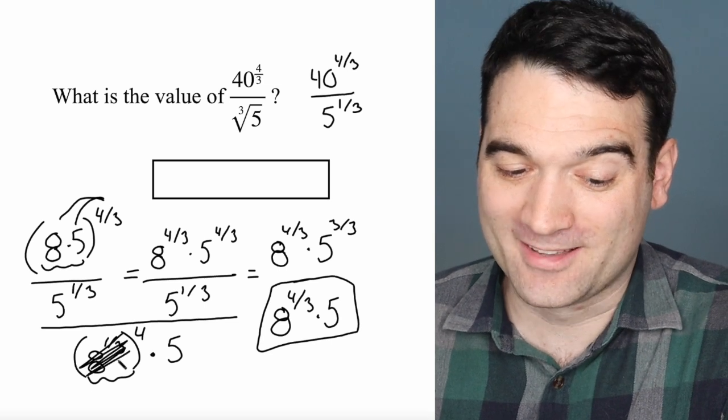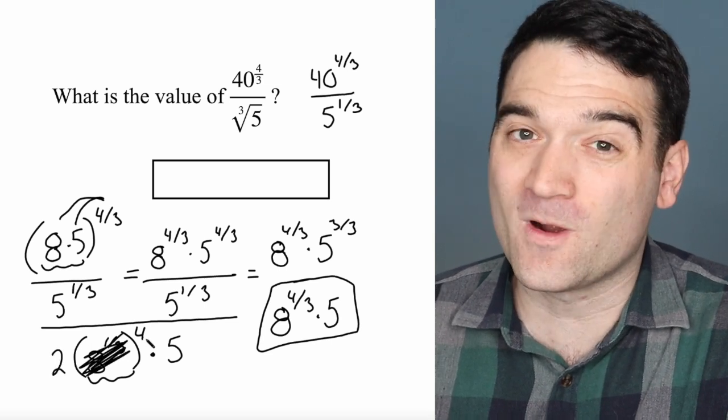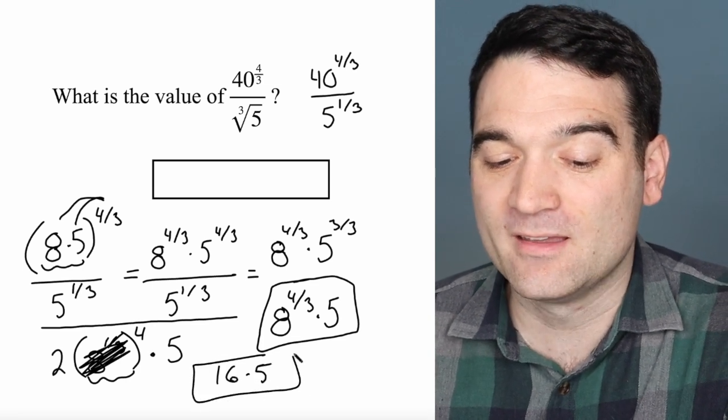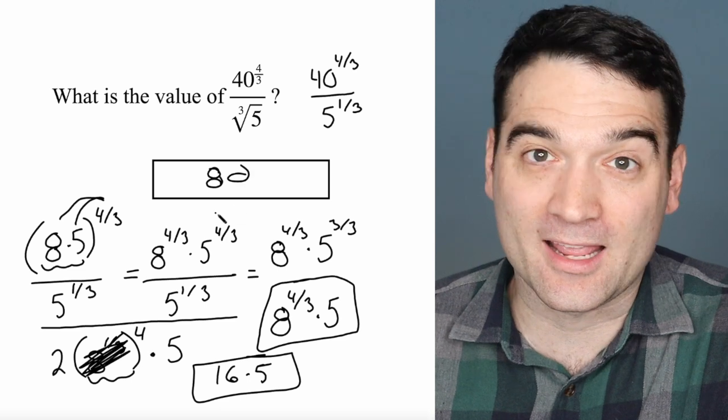So that whole thing comes out to 2 to the power of 4, which is 16. So ultimately, I have 16 times 5, which is 80.